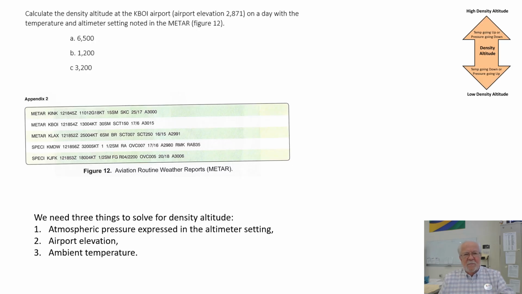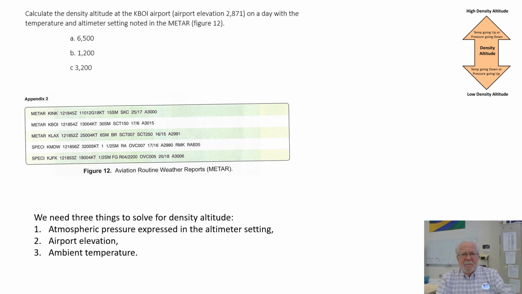at the problem here, and the problem is: calculate density altitude of Boise Airport, BOI, on a day with the temperature listed from Figure 12 in the FAA Testing Supplement. It's Figure 12. It's a METAR, right? So we need to be able to interpret METARs as well. So these kinds of questions on the FAA written test will challenge chart reading, weather interpretation, METAR interpretation. So anyway, we have three choices: 6,500, 1,200, 3,200 feet.